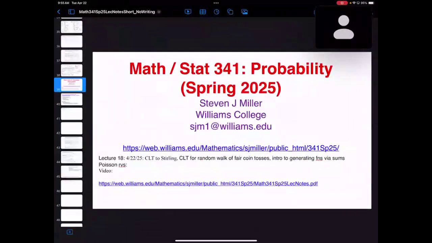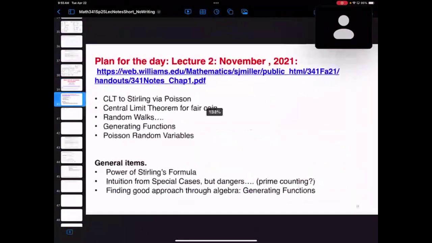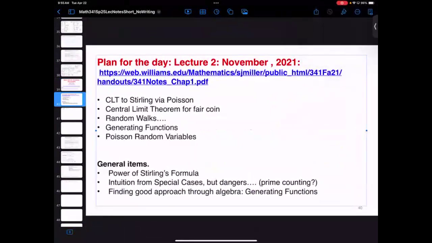This is lecture 18. What I want to do today is finish what we started last time, which was going from the central limit theorem to Stirling's formula. One of the reasons I want to do this is it shows the connectedness of mathematics. Whenever you see certain things, you should start to wonder, is there a reason why I'm seeing this number here? Does this remind me of anything?